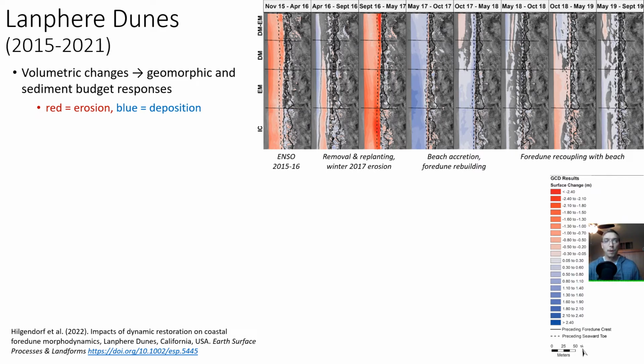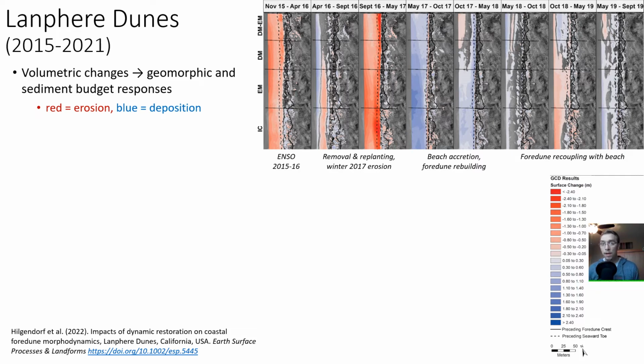So from November 2015 to April of 2016, we see the El Nino Southern Oscillation event had happened. There's a lot of erosion and a lot of red along the beach, and that's pretty apparent. From April 2016 through May of 2017, the removal and replanting of vegetation continued, and we got hit with another really big storm, the biggest that we'd seen, the most lowering of our beach here. So really, for 2 consecutive seasons, it had been hit really hard with storms.